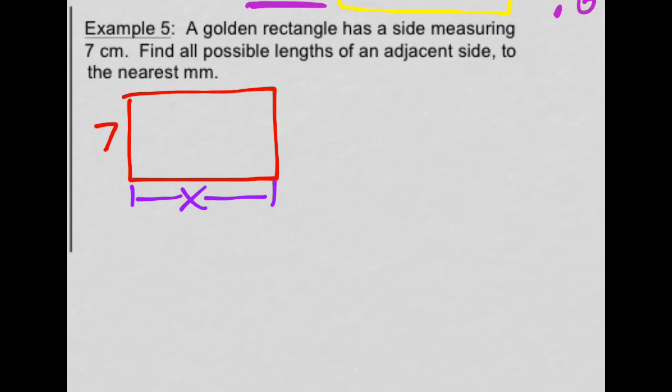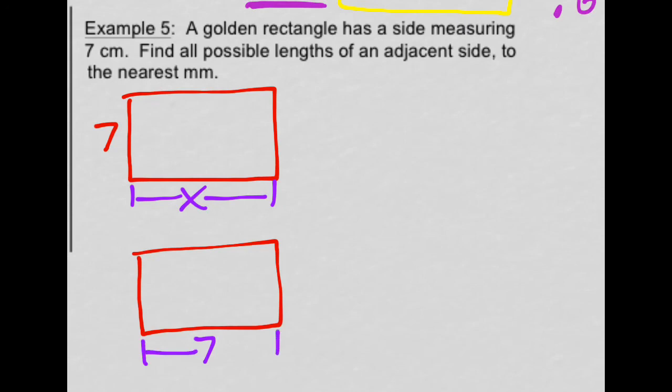Okay, then we can set up another rectangle, and we're going to say that the larger side is 7, and the smaller side is x, because once again they don't tell us what side it is. Alright, so in this guy right here, let's put that little line right there for the rectangle. It'll be somewhere around there.